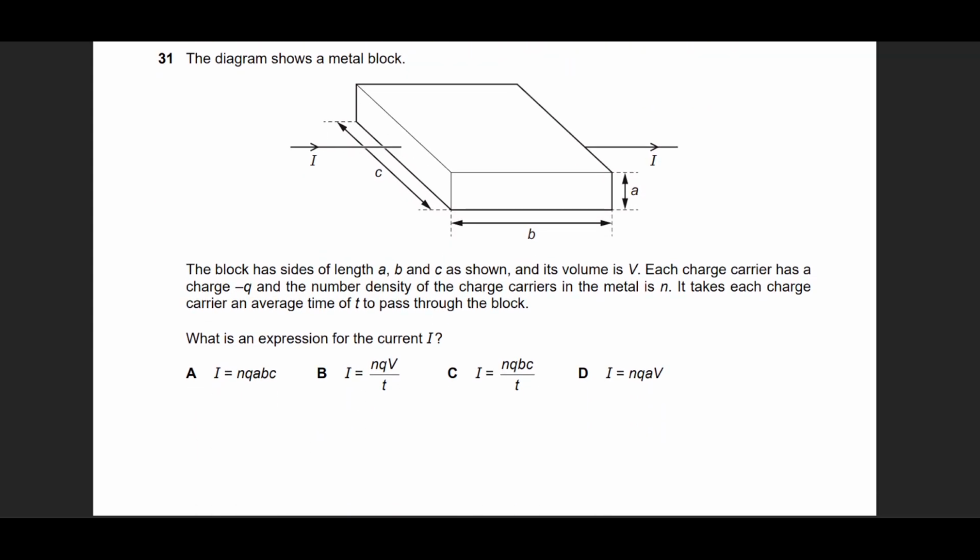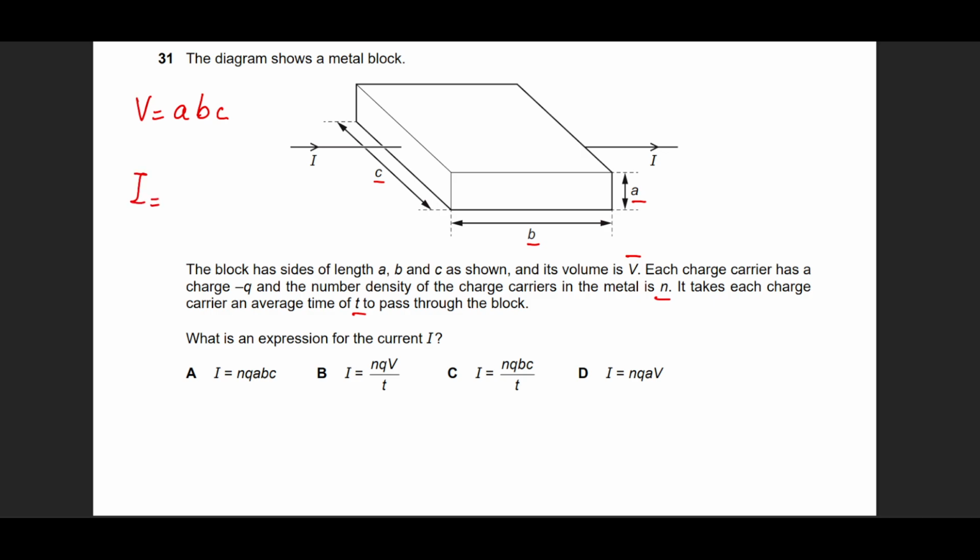31 is again a simple manipulation of algebra. Let's see how it goes. He says what's the current I in this situation, and some letters and things are given to us. And there's a volume V. To calculate volume V, I can multiply A, B, and C. If I multiply this, and this, I get the volume. Okay, fine. Each charge carries a negative Q. The number of charge density is N. It takes each charge an average time of T to pass through the block. What's the expression for I?